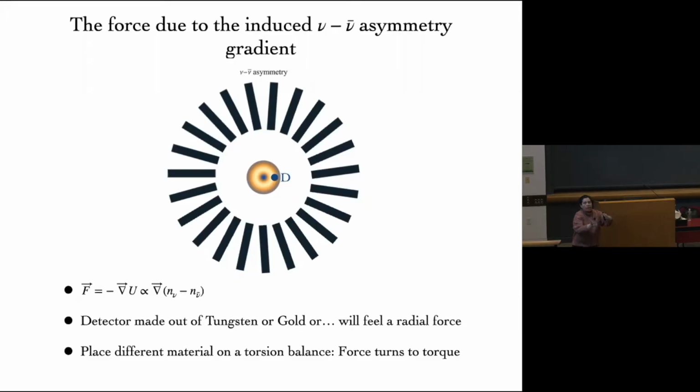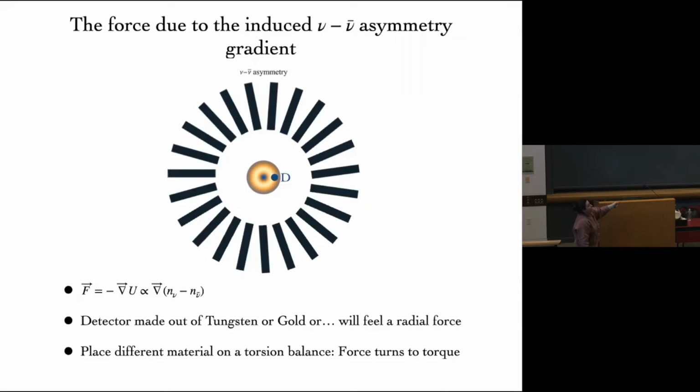And because the rods create an excess of the type of neutrino that's attracted to matter, if I put a piece of mass there, that mass wants to be pulled. The direction of the force is such that it goes to the place where the asymmetry is maximized, okay? Because of the nature of the setup.